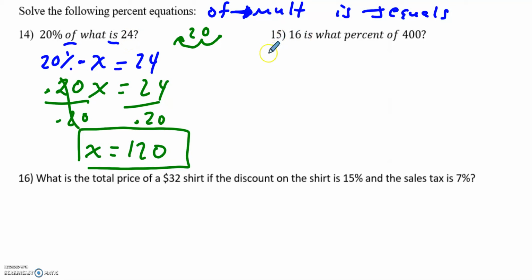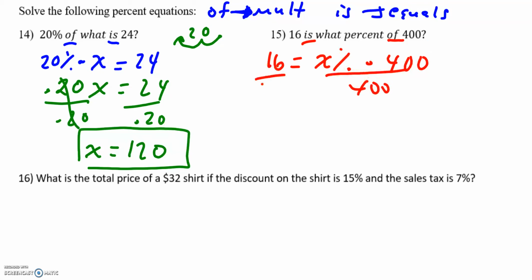This one is a sentence. 16 is what percent, I don't know the percent, of 400. If I want to figure out what the percent is, we could divide both sides by 400 to get the x alone. If I did that, I would get x percent equals 16 divided by 400. In your calculator, that would be 0.04.